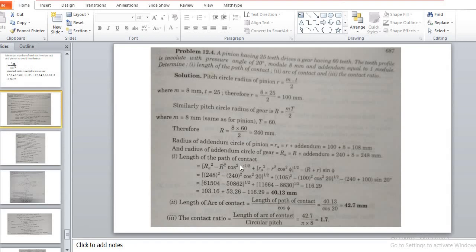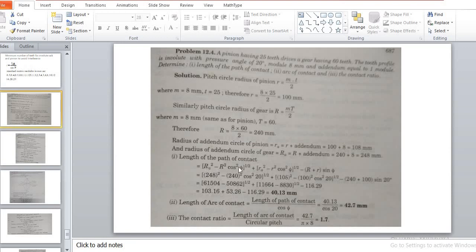The length of path of contact is given by an expression that we derived in our earlier video. In this equation, capital R_A represents the addendum circle radius for the gear. Capital R represents the pitch circle radius for that particular gear. Phi represents the pressure angle for that gear arrangement. Small r_A is the addendum circle radius for the pinion. Small r is the pitch circle radius for the pinion. Phi is the pressure angle.